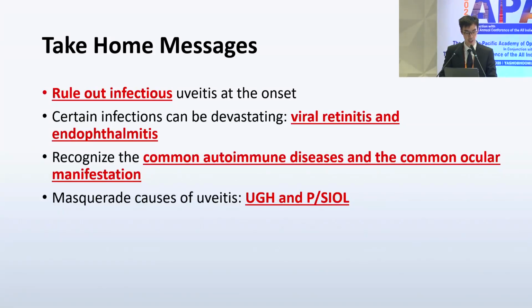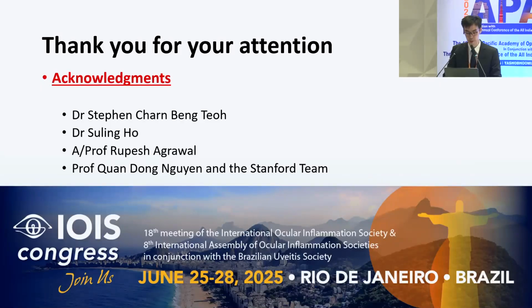So in summary, I would like to urge you to rule out infections. Remember, not all infections are equal. Recognize common autoimmune diseases and their ocular phenotype. And lastly, always think of UGH and intraocular lymphoma. I thank you for your attention.